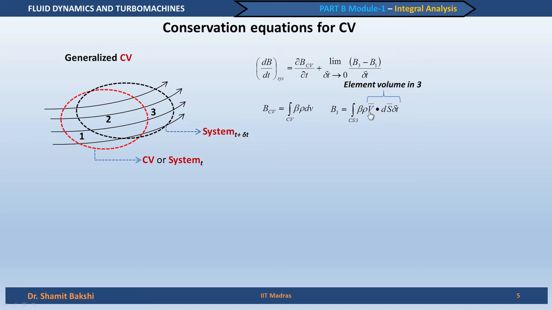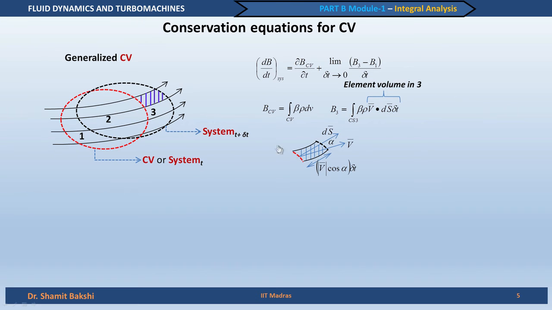If this represents the elemental volume in region 3, then multiplying that elemental volume with density will give you the elemental mass, which multiplied by beta per unit mass will give the value of B. If it is integrated everywhere across this region CS 3, then you get the value of B 3. Now, let us see how this is a volume. We take an elemental volume like this.